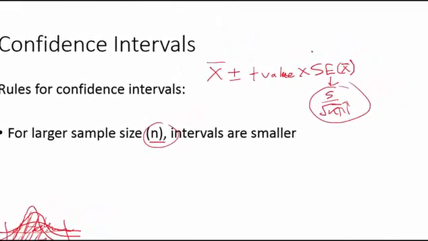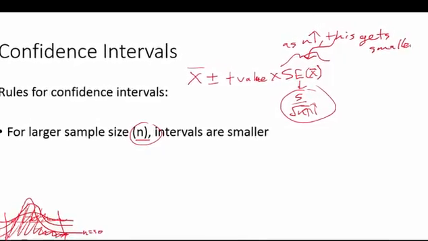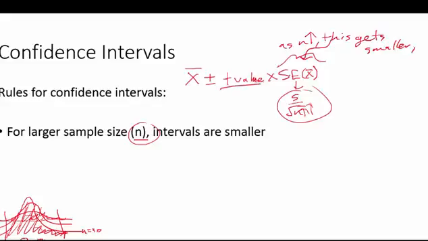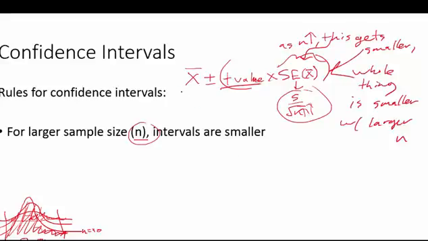So as n increases, this right here gets smaller. So we're multiplying the t-value by a smaller number. The whole thing here is going to be smaller. And so we're adding and subtracting a smaller range from our sample mean.